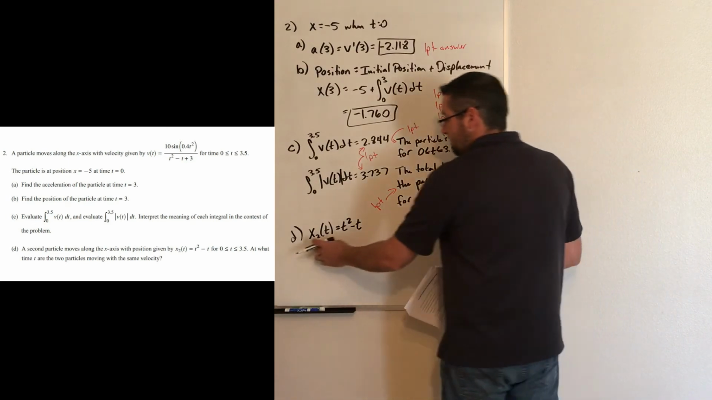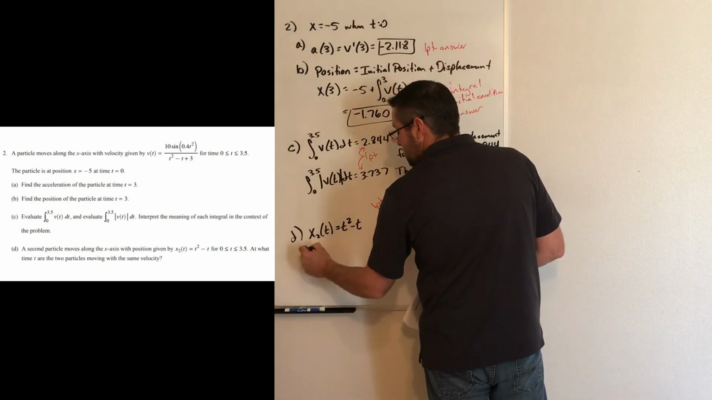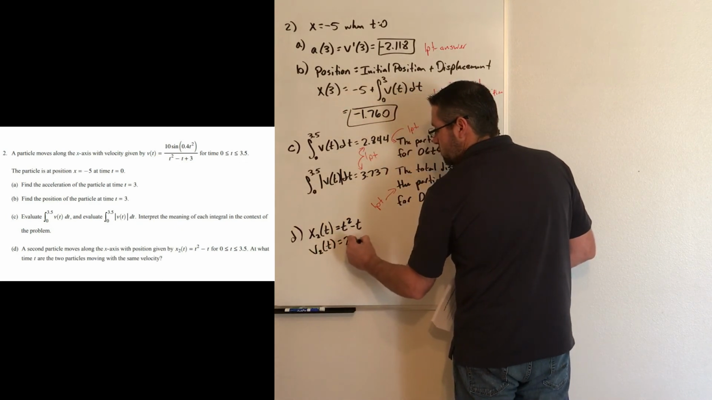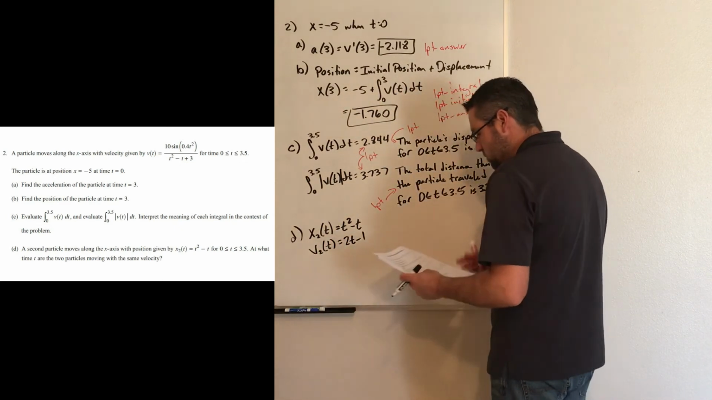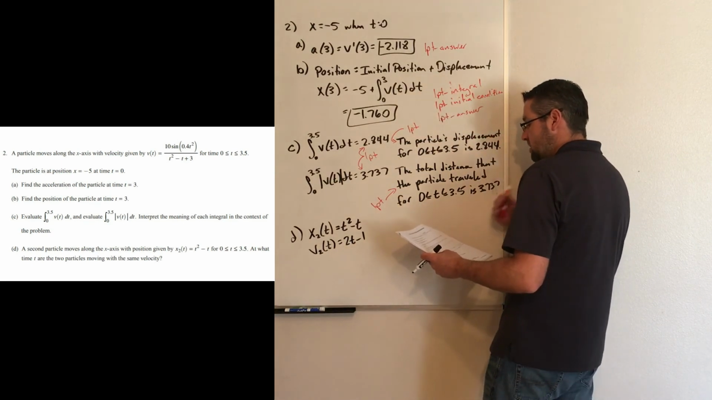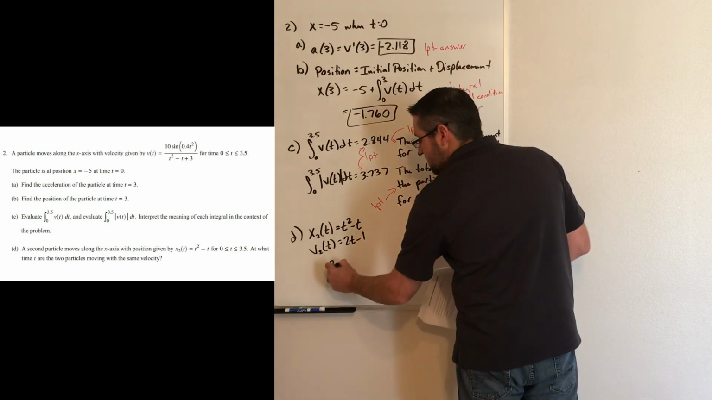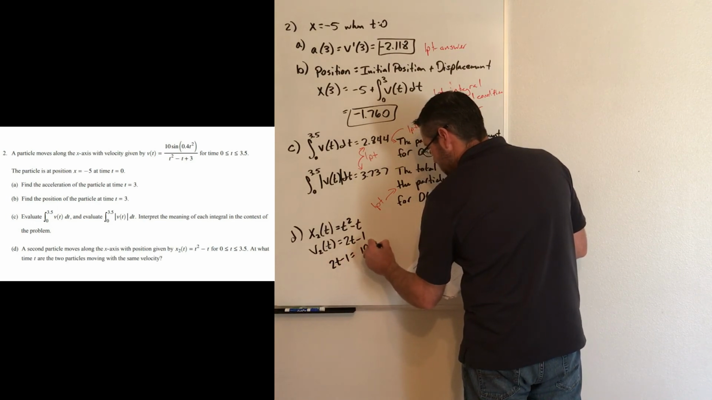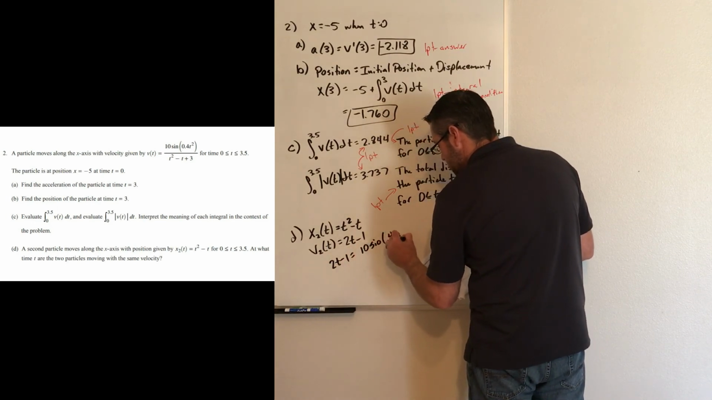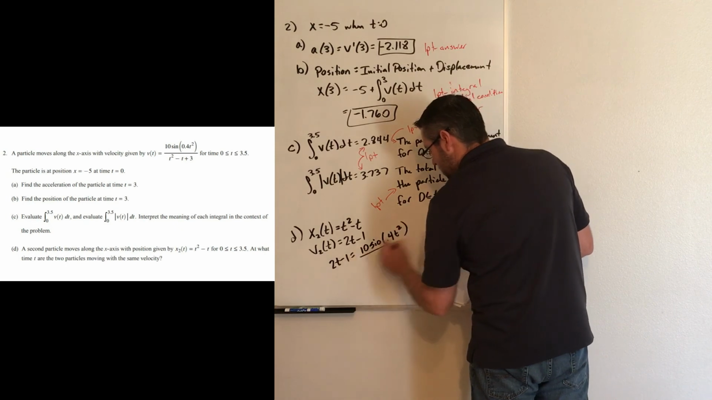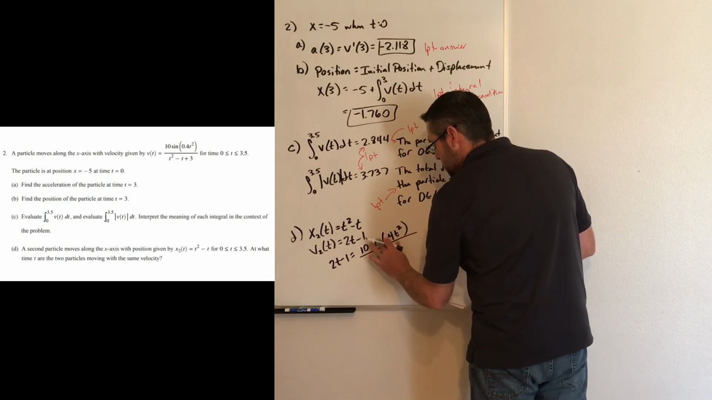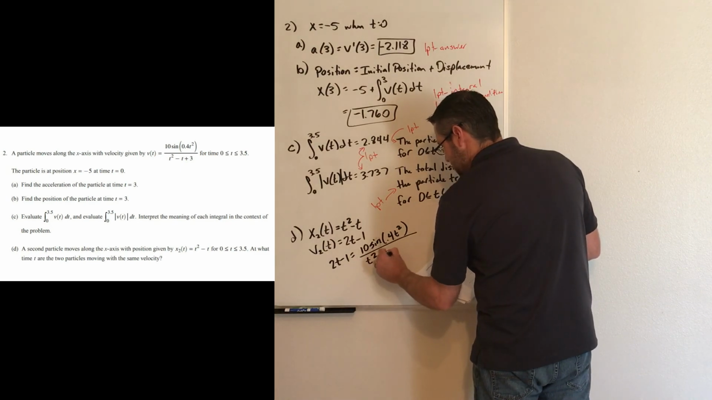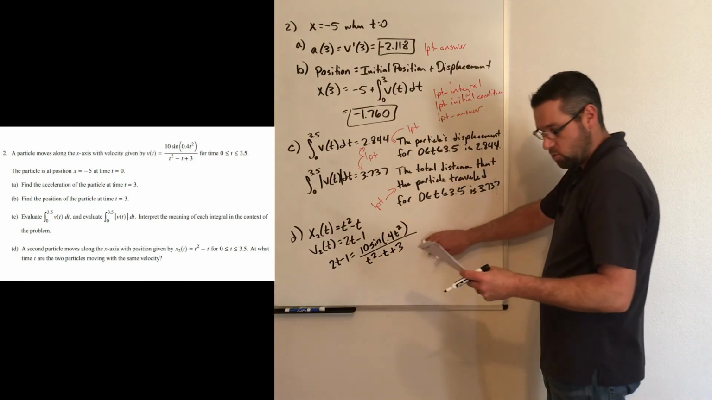So we have to figure out the velocity of this guy. The velocity of particle 2 is going to be the derivative of this, so it'd be 2t minus 1. And then because we want that velocity to be the same as the other velocity, we're just going to set that equal to the other velocity. So 10 sine of 0.4 t squared, all over t squared minus t plus 3. So that's the equation we're solving.